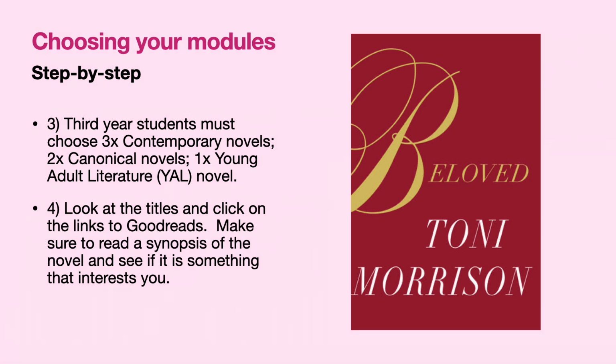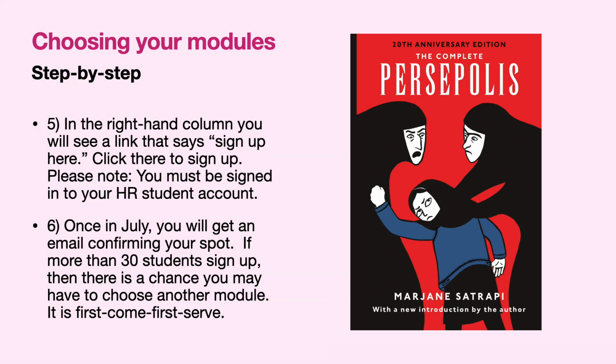Once you look at the list, you have to look at the titles and click on the links to Goodreads. Each of these links on the title of the novel will show you a synopsis of what the book is about and how other people have rated it. It's a good thing to look at so that you can consider if the book that you're about to read is something that you're interested in. Then, if you find a book that you're interested in and the date works for you, then in the right-hand column you're going to see a link that says click to sign up here.